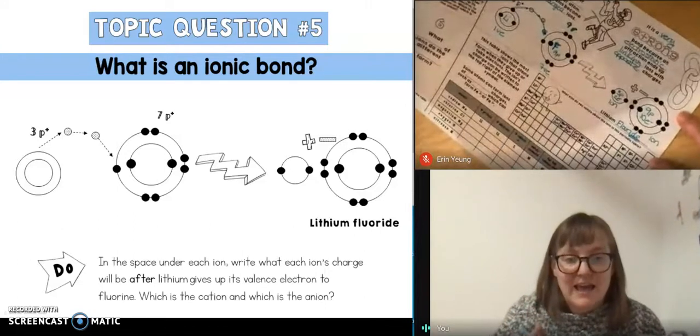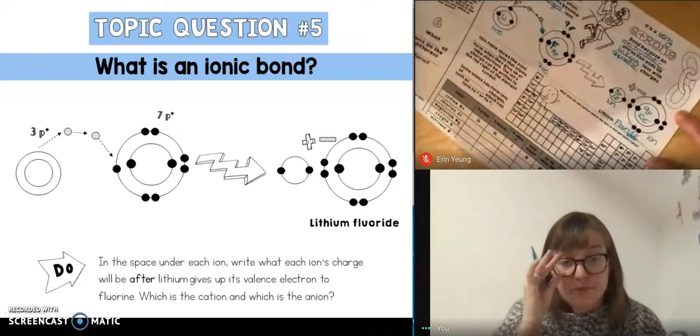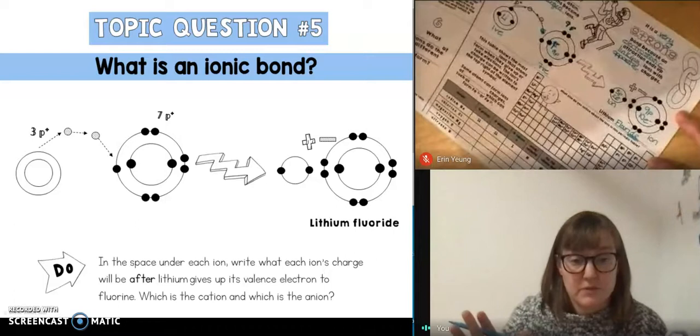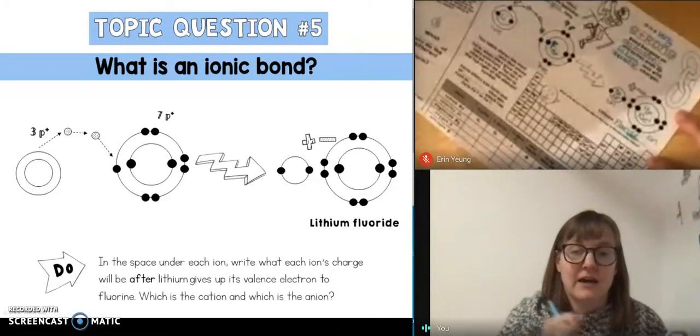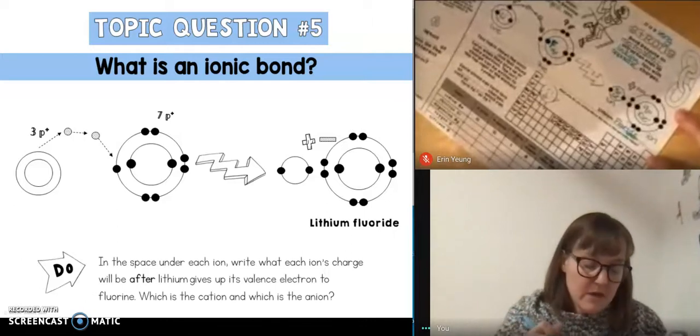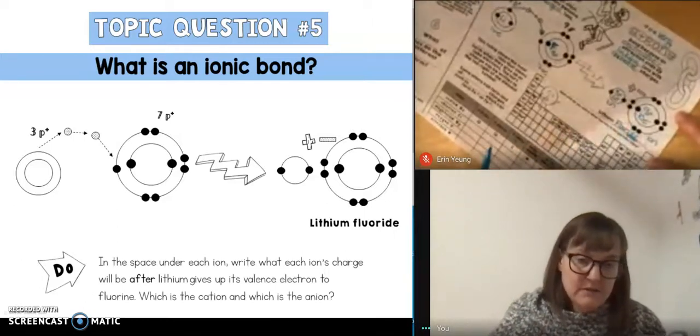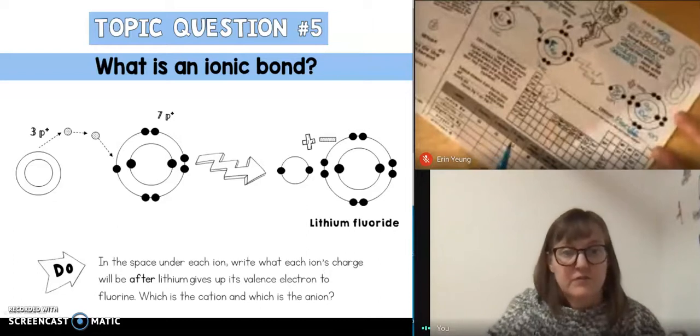All cations keep their same name, exactly the way that it was before. All anions end in IDE. So that IDE is very important at the end of fluorine.